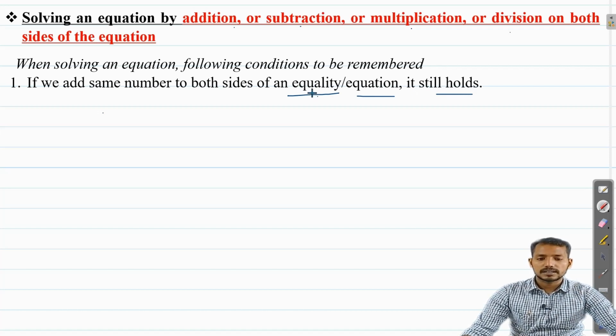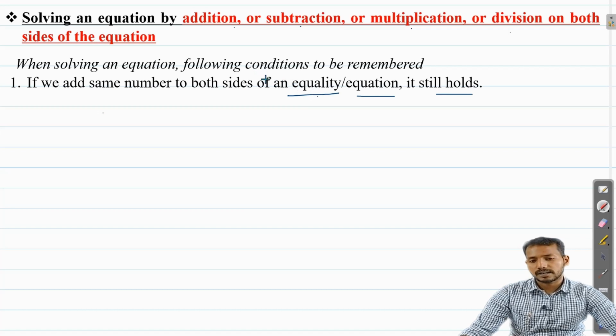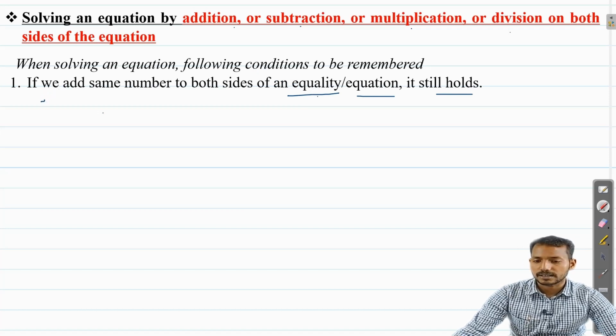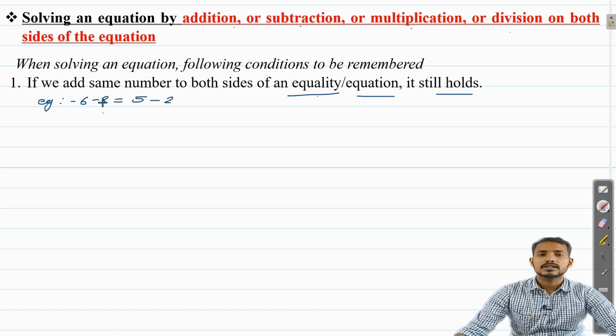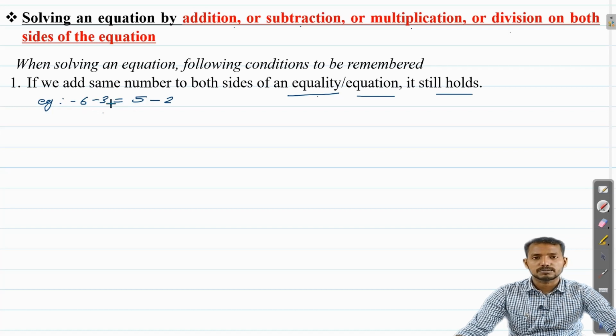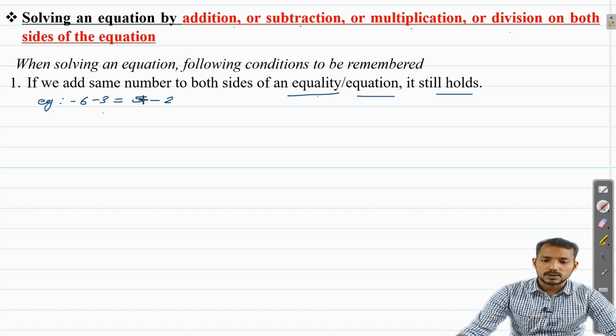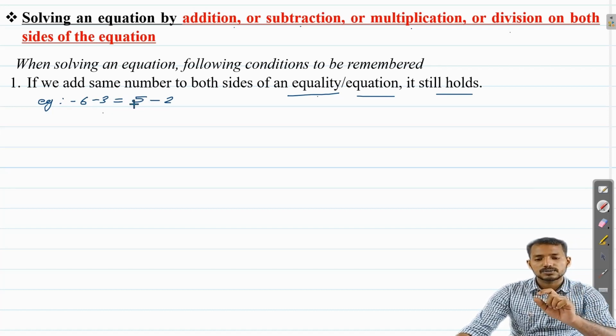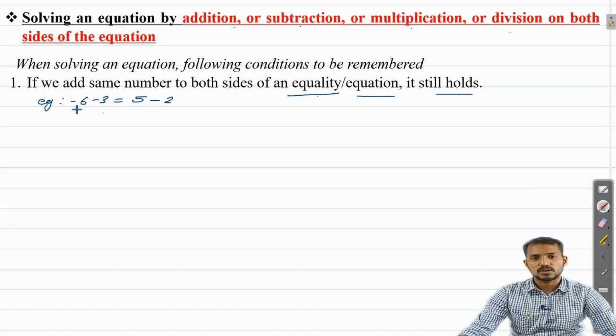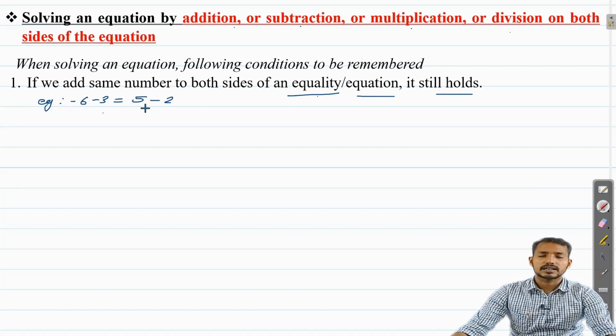So I am taking an example of equality. For example, we can take 6 minus 3 is equal to 5 minus 2. This is an equality. This is not an equation, because to say that it is an equation, either side of this equality should consist of a variable. Then only we can call that an equation. But here there is no variable. All are numbers. Because of that, it is called an equality, not an equation.